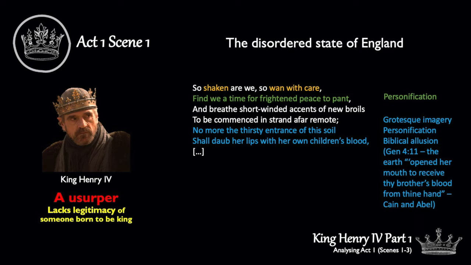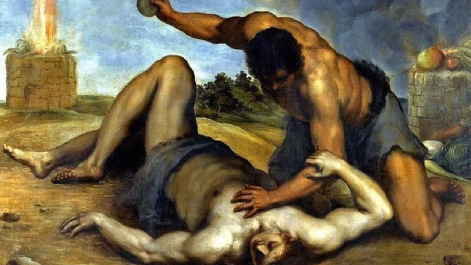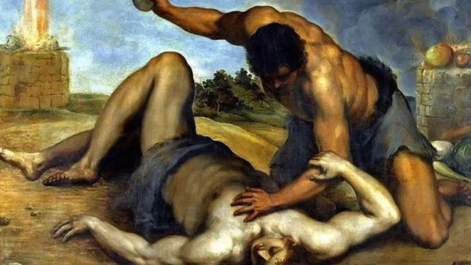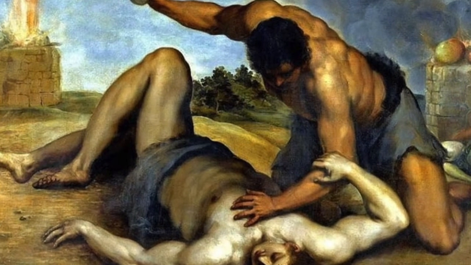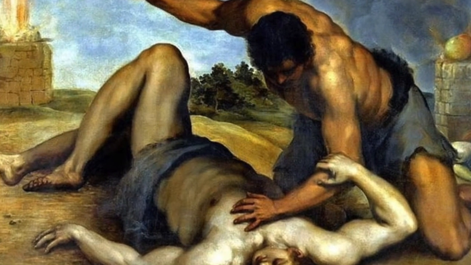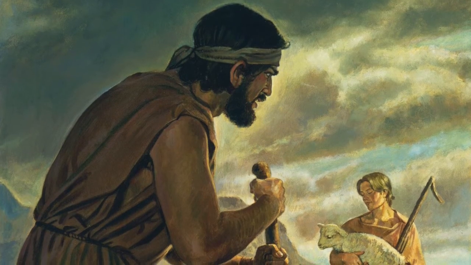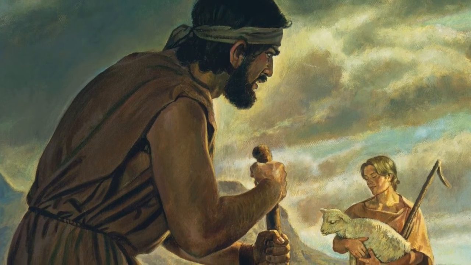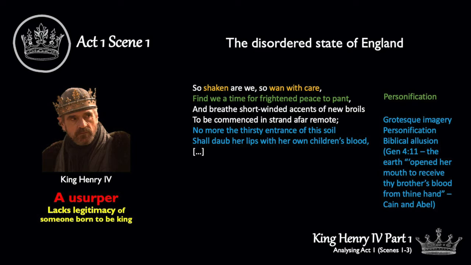This has strong biblical overtones, in particular the story of Cain and Abel in Genesis. In the biblical narrative, this is the first official murder after the creation of man. Cain, who is jealous of his brother and all his blessings, kills him and hides his body. Genesis 4:11 talks about how the earth opened her mouth to receive "thy brother's blood from thine hand." And there are remarkable parallels between the biblical narrative and the historical actions of King Henry the usurper.